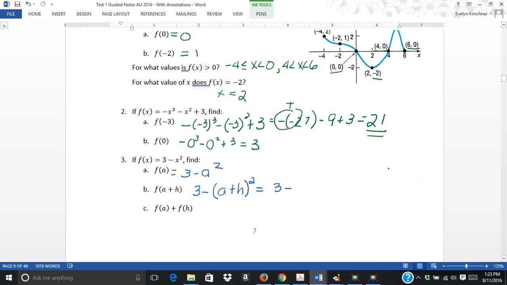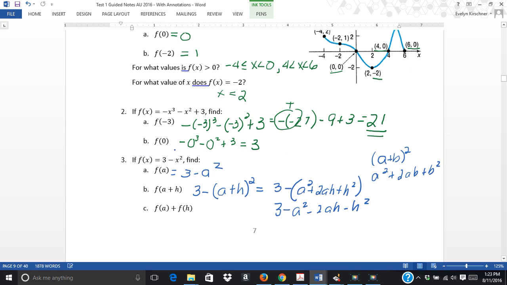binomial and we square it, if I have (a plus b) squared, it's always a squared plus 2ab plus b squared. So it's going to be 3 minus (a squared plus 2ah plus h squared). And then I can distribute it. So it's 3 minus a squared minus 2ah minus h squared. And that's as far as I can go.